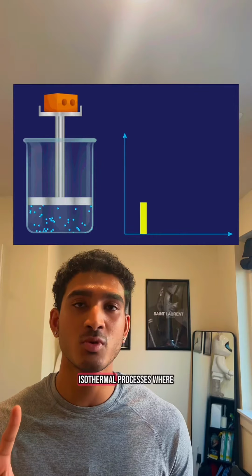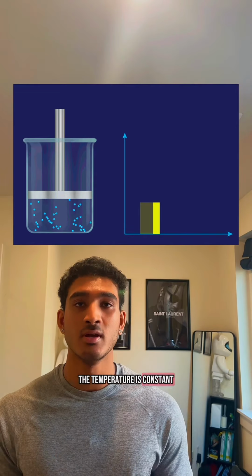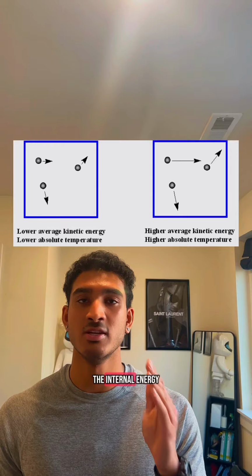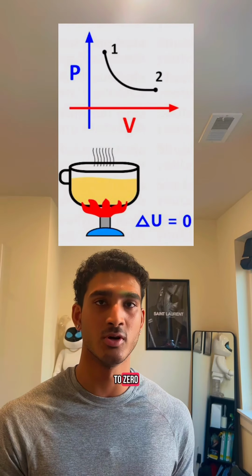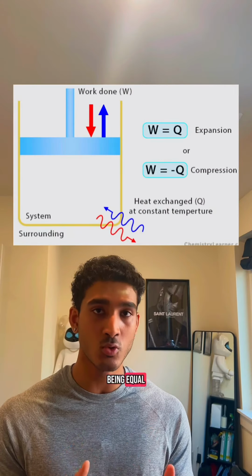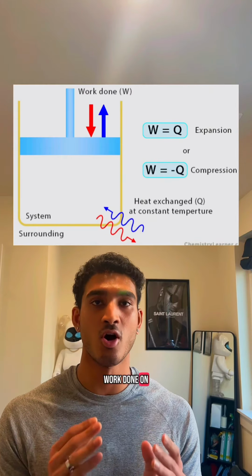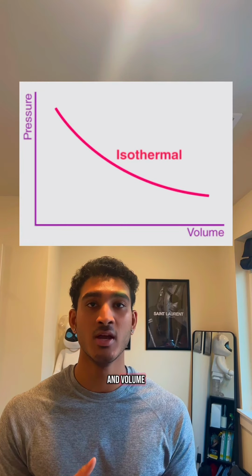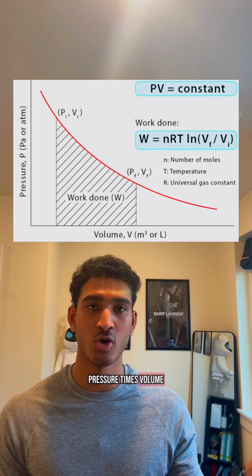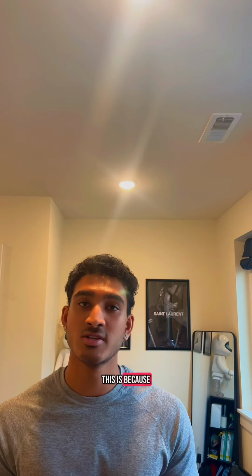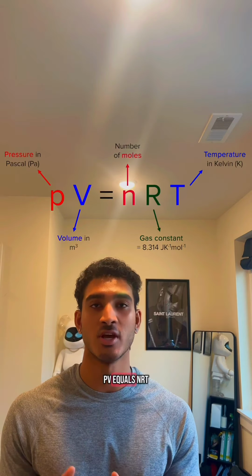Next up are isothermal processes, where the temperature is constant. Now, according to kinetic molecular theory, the internal energy is directly proportional to temperature. Therefore, if the change in temperature is equal to 0, the change in internal energy must also be equal to 0. This leaves us with the heat being equal and opposite in magnitude to the work done on the gas. The isotherm represents an inverse relationship between the pressure and volume. And note that the change in pressure times volume is equal to 0. This is because of the ideal gas law, where PV equals nRT. Since in isothermal processes nRT is constant, PV must also be constant.